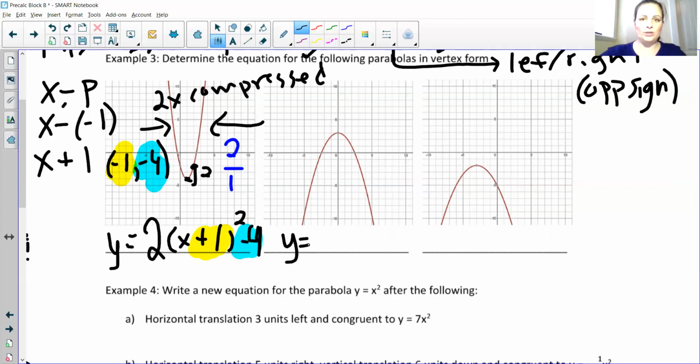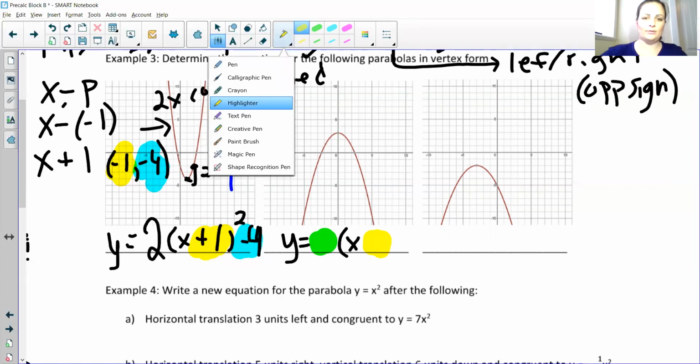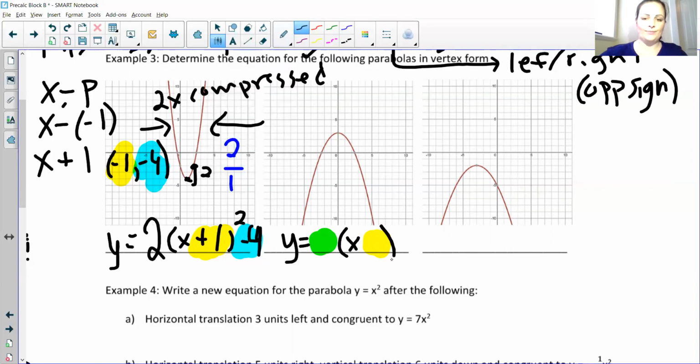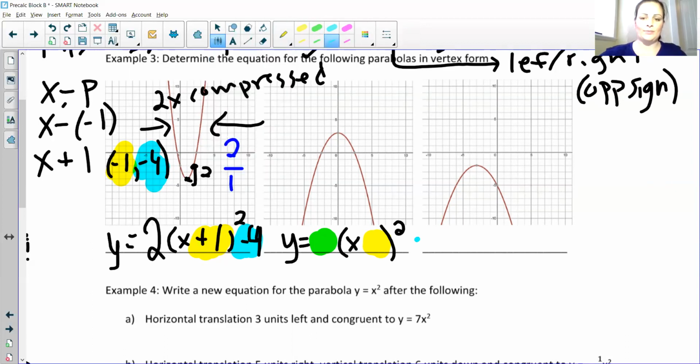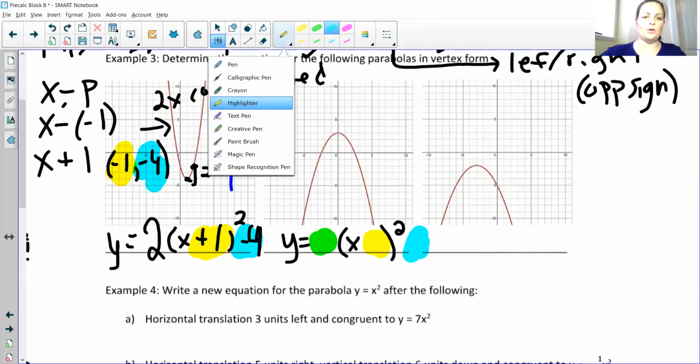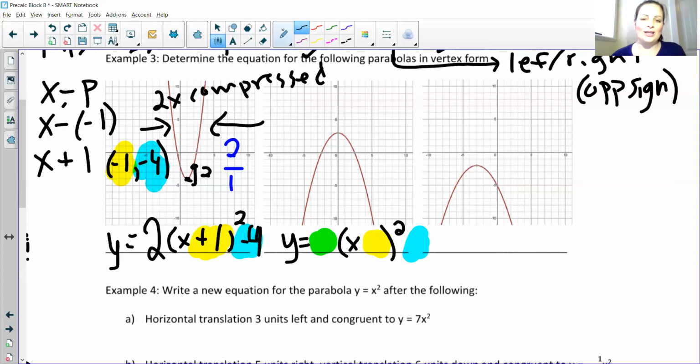So we have y equals, and I'm going to put some color coding here, something times x plus or minus something squared plus or minus something. So we've got to find out what goes in those boxes of color. Okay, so the first thing we need to do is find out what the coordinate of the vertex is.